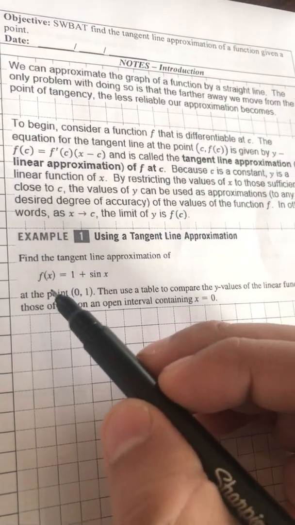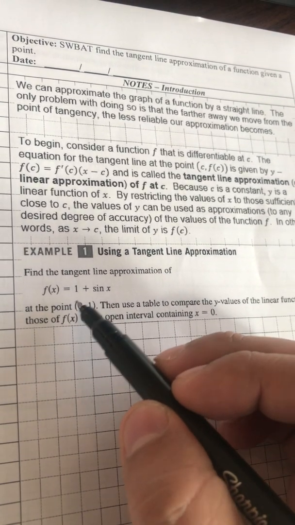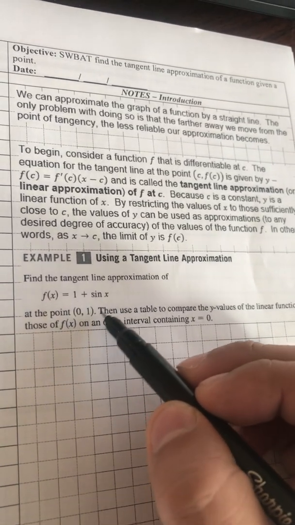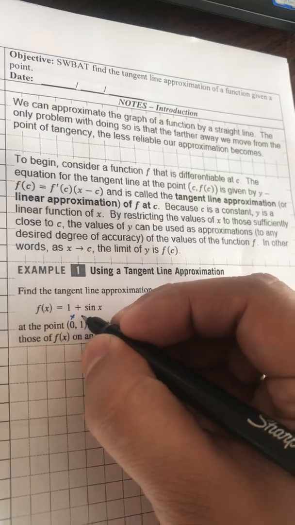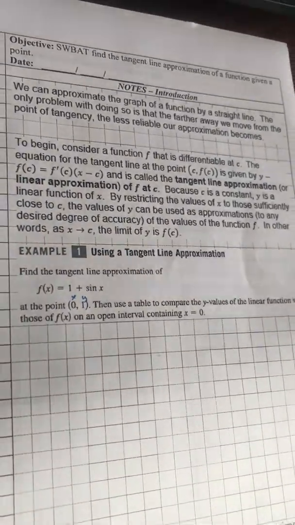Okay, so we look at this first equation. Find the tangent line approximation of this at that point. So we're going to be making a tangent line of this function using this point. This is your x, and that's your y. Okay? And then we're going to go from there.